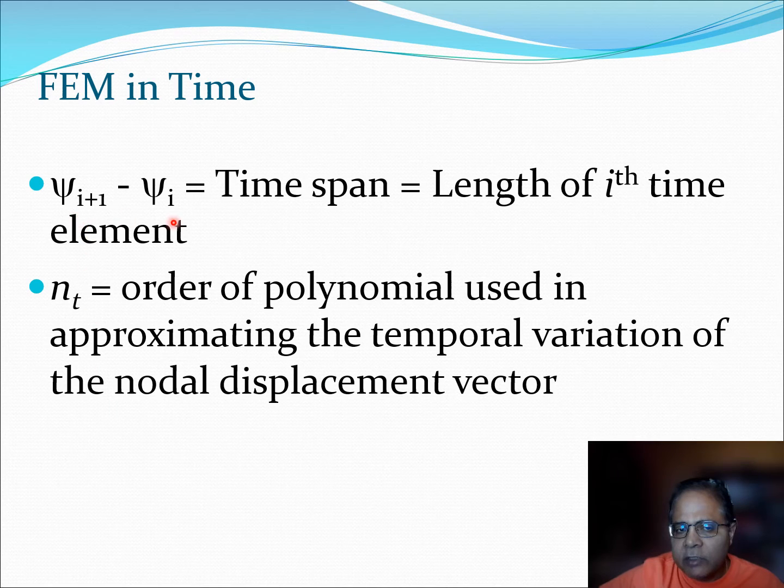So psi I plus 1 minus psi I is the time span, or the length of the FE number I. Now corresponding to this, there will be a polynomial within each of these segments, and so nt is the degree of this particular polynomial, and this approximates the temporal variation of the nodal displacement vector. Temporal is just one more word for expressing time.